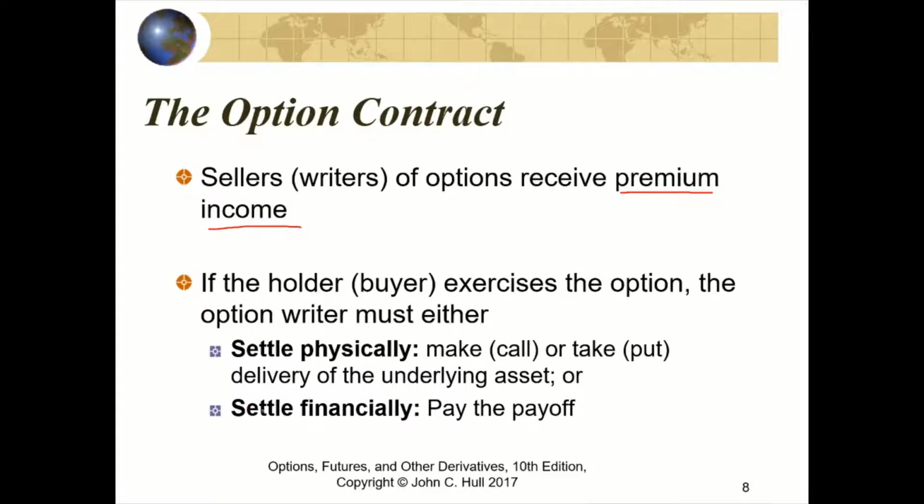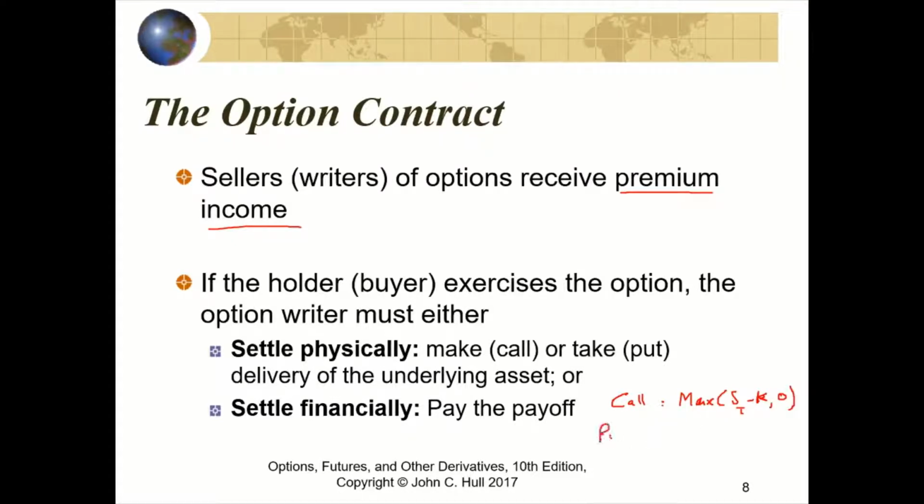If the option is settled financially, then the short will pay the payoff. Now, how do we determine the payoff? It depends on the type of the option we are dealing with. So for a call option, the payoff is equal to the maximum between ST minus K or 0, assuming we are dealing with a European option.